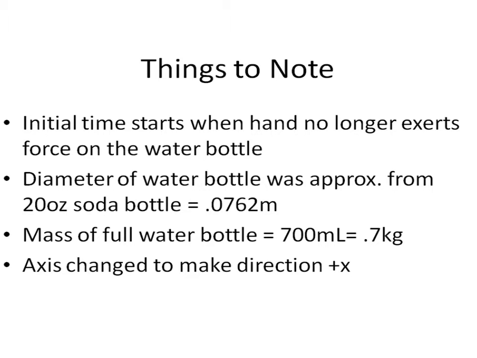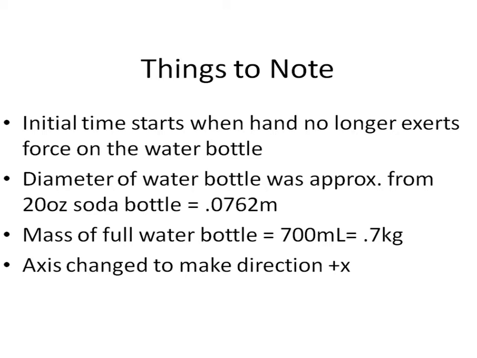As a recap, my initial time began as soon as the hand was no longer a force on the water bottle. The diameter of my water bottle was approximated from a 20-ounce soda bottle, which was 0.07 meters. The mass of my full water bottle was 700 milliliters, or 0.7 kilograms, and the axes were changed to make the motion in a positive x direction.